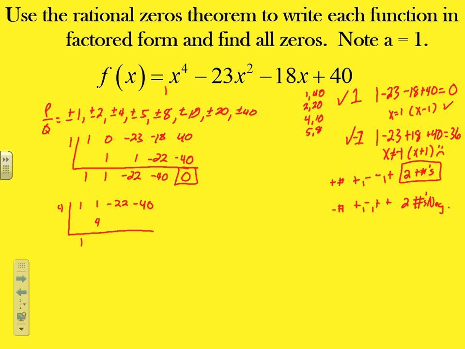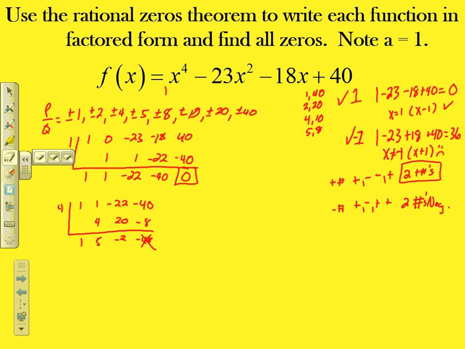1, 4, 5, 20, -2, and that would be -8, so that would be -48, so that doesn't work either. Okay, so 4 didn't work. All right, maybe I should have started with the negatives. I don't know. Let's see what we get here.